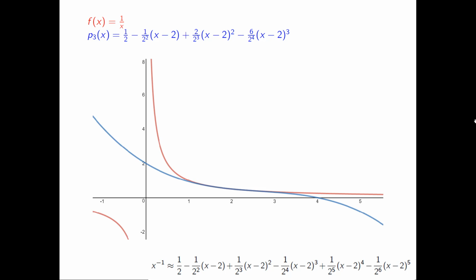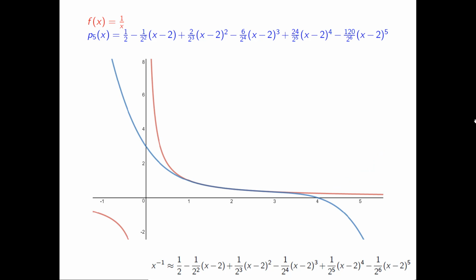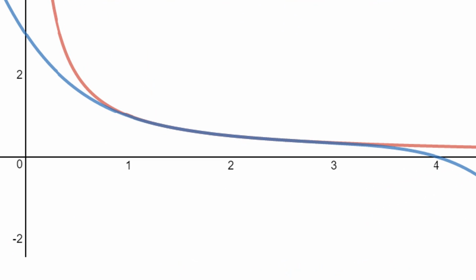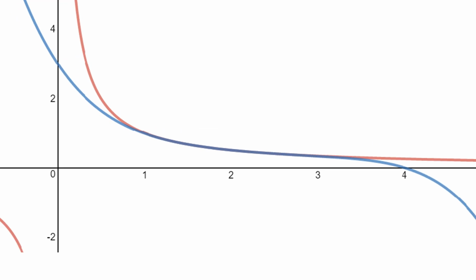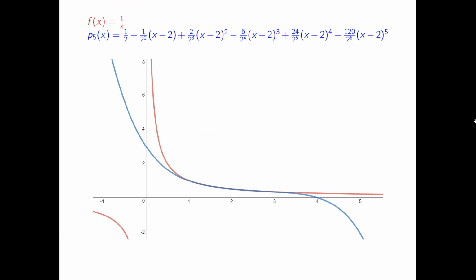Of course, still perfect if we're at 2. There it is of degree 4, and finally that's our last one of degree 5. And again, if we're around the value of 2 here, this is a very good approximation for 1 over x. Now if we're far away, not so much, but close to 2, it's very good.